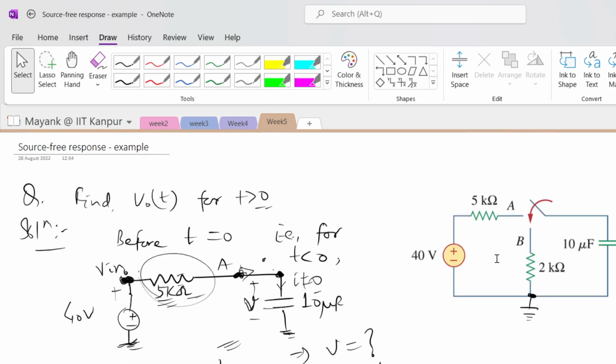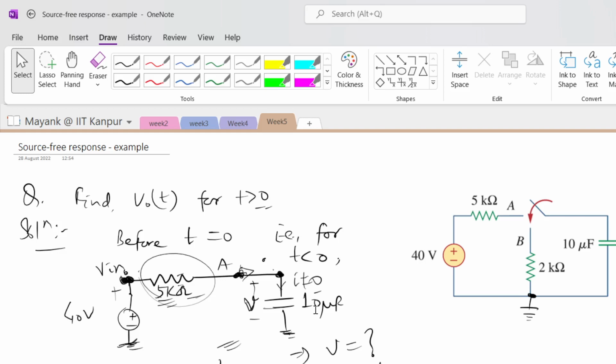So for that I started in this manner. I first have to find out the initial voltage that is stored on this capacitor, right? When this switch is connected at A, this is the particular condition: this 40 volt voltage source in series with this resistance is connected with this capacitor. This is the condition for time t less than 0.